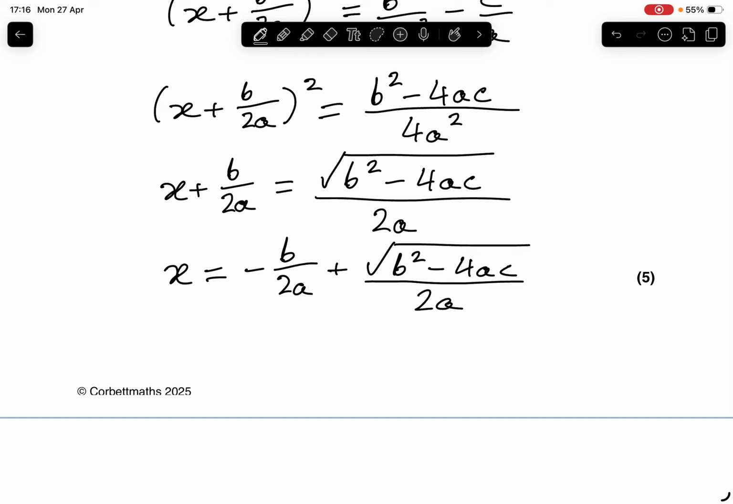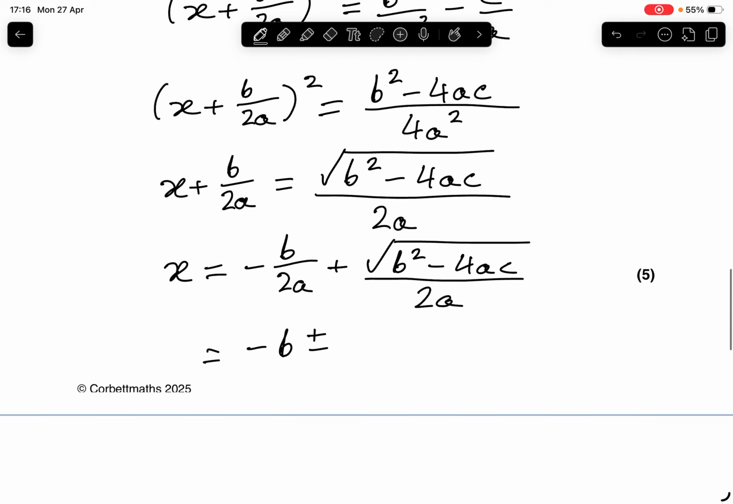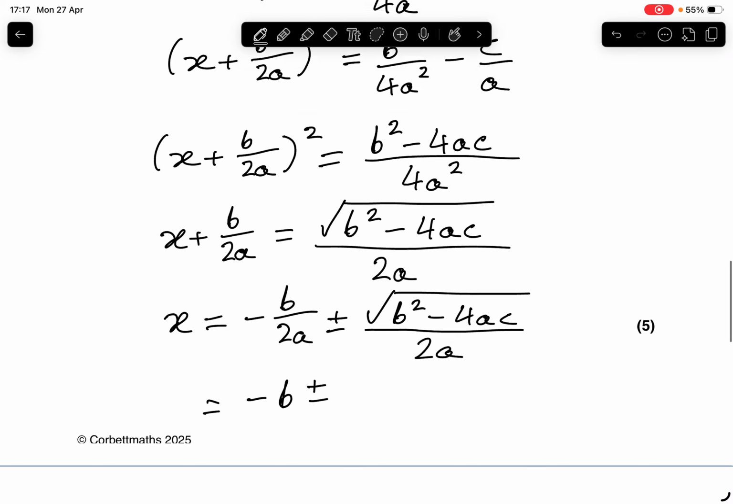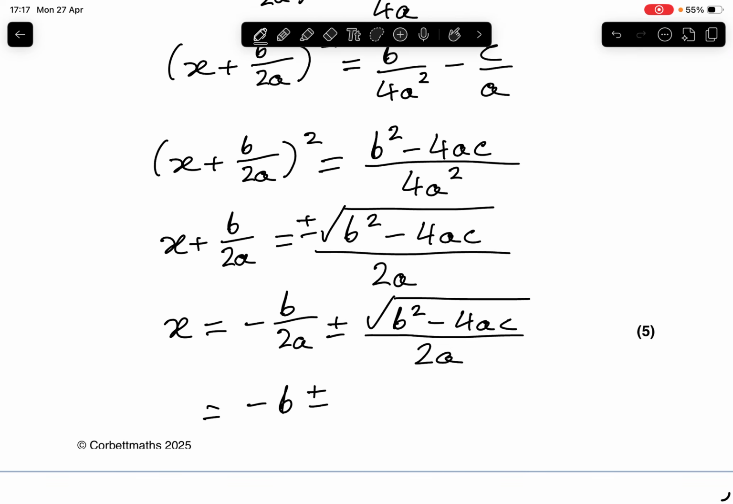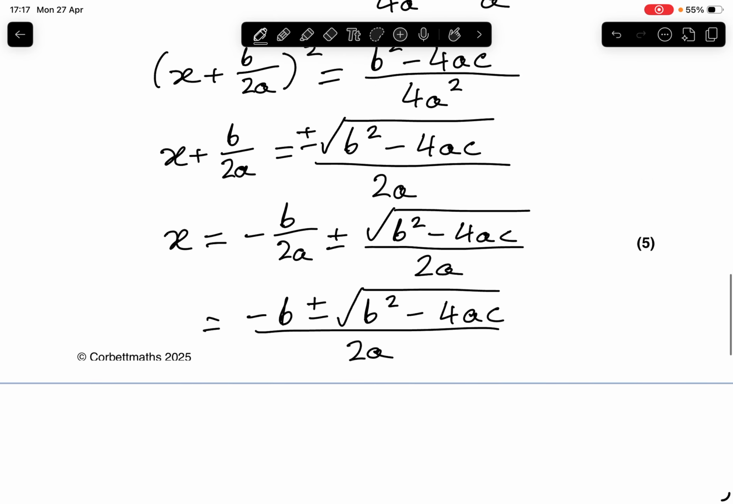Now, because these have the same denominator, I can write it all together. So that is negative b plus minus. Can't forget our plus minus because we did square root. So I'll put a plus minus on all of those terms. Plus minus root b squared minus 4ac over 2a, which is our quadratic formula.